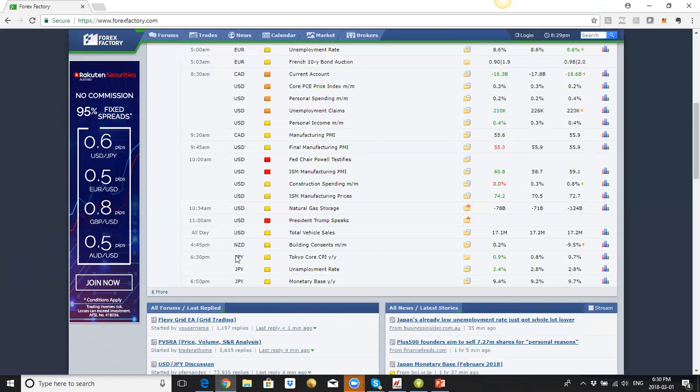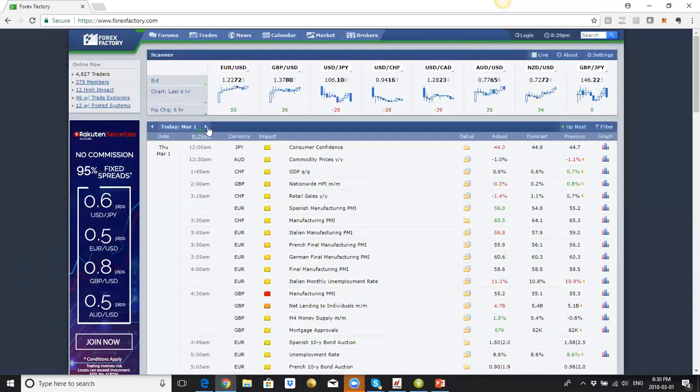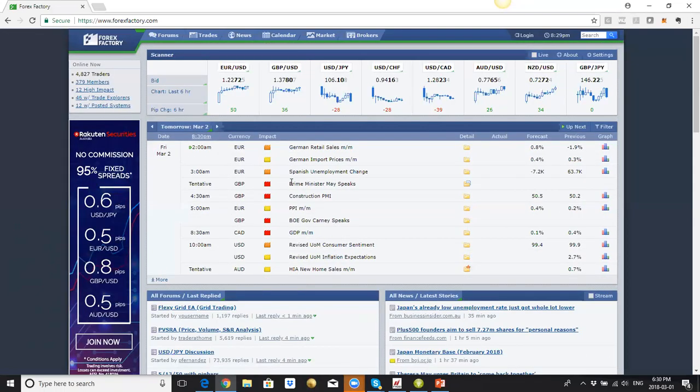Okay, so it looks like the reason for the Japanese yen, we have the CPI data come in positive, which is usually positive for Japanese yen or any currency. So that's why we're seeing that drop in yen crosses, which is good. Okay, so that's Prime Minister Theresa May speaking is the main event tomorrow.